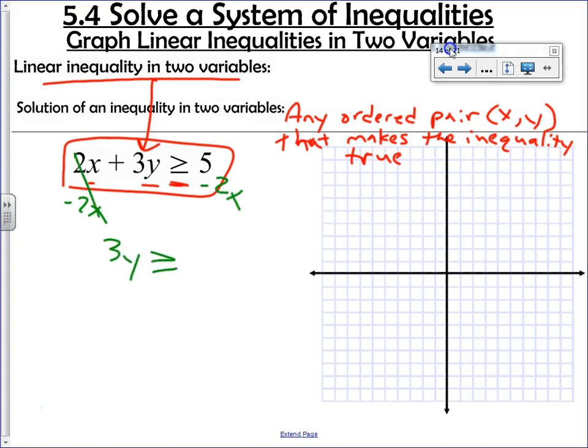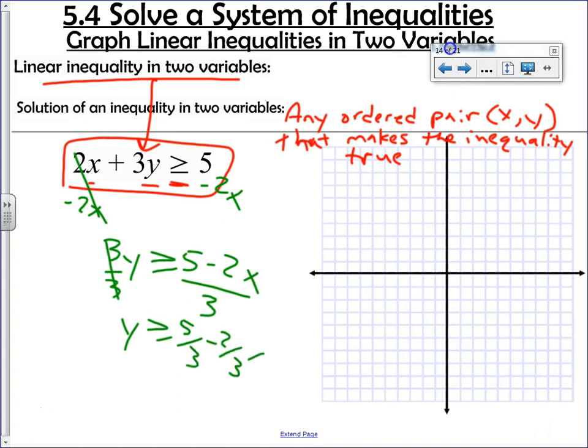And let's divide by 3. Y is greater or equal to 5/3 minus 2/3 x. So I know I've got a dividing line. My intercept is 5/3, 1 and 2/3. I've got a slope of negative 2/3, so down 2/3. And now I've got to figure out where my solutions will lie.